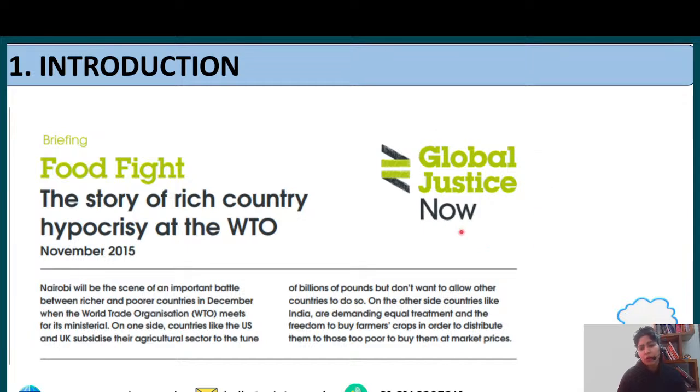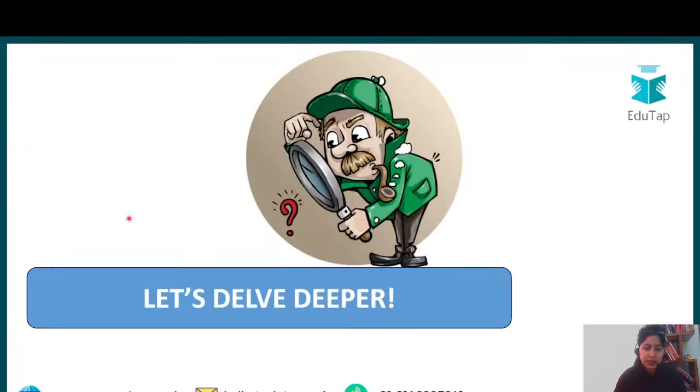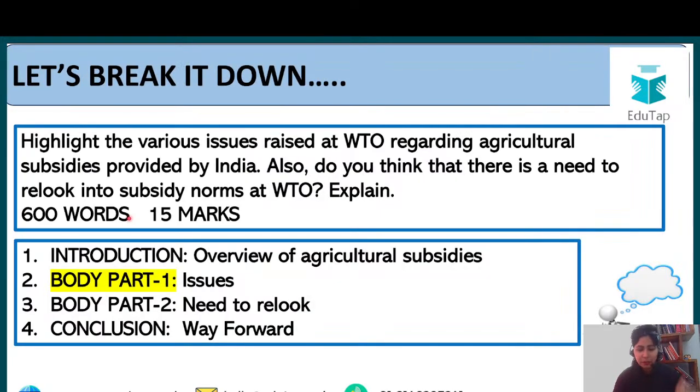This is from a non-profit called Global Justice Now, and this is from November 2015, where the Nairobi package for agriculture was brought in, and it was said that developed countries are taking a dual stand, because they themselves are providing a lot of subsidies. The aggregate sum of subsidies provided by developed countries to their farmers is very high, and then they're questioning why India and other developing nations are providing subsidies. So you can read that article, or at least the brief summary that I have attached with the PDF.